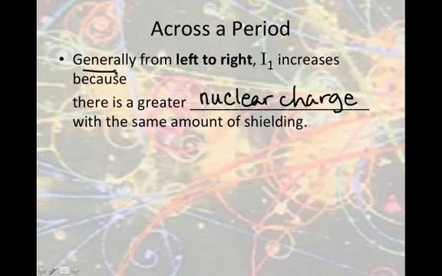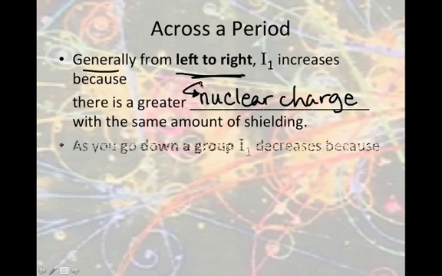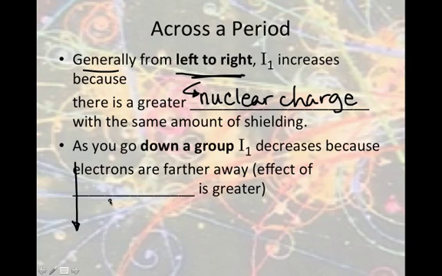And I say generally because there's going to be exceptions to the rule. But basically, nuclear charge and shielding determine all there is that we need to know about periodic trends. And if they're in the same row, then it's about nuclear charge, not about shielding, because shielding would be the same. Now, as we go down a group from top to bottom, then the ionization energy decreases because electrons are farther away from the nucleus. In other words, the effects of shielding are greater the farther down the group you go.